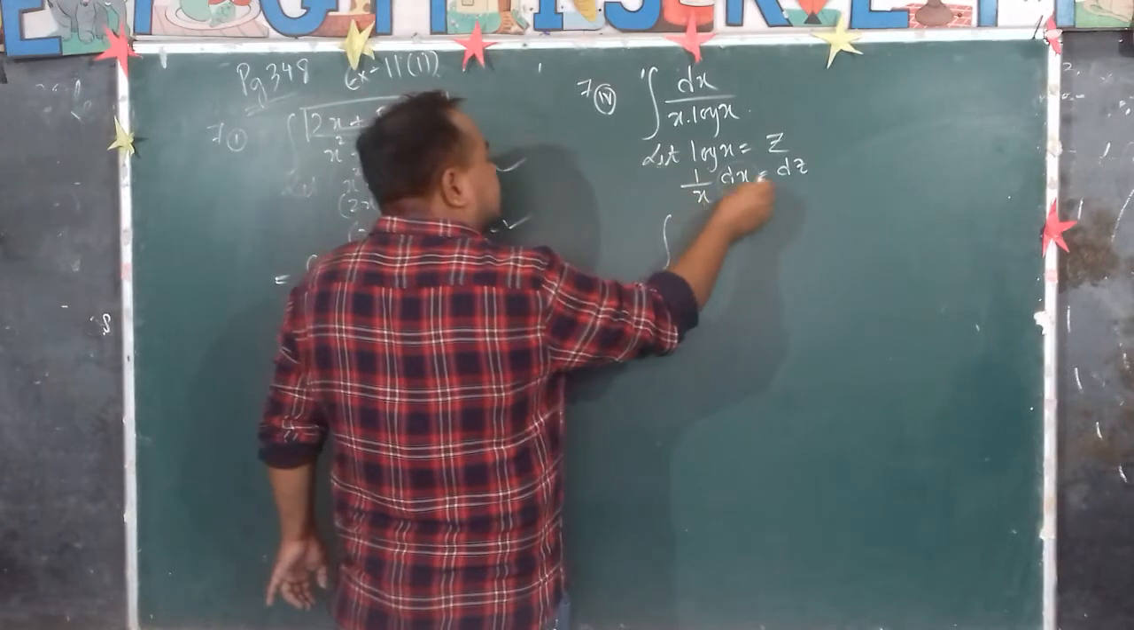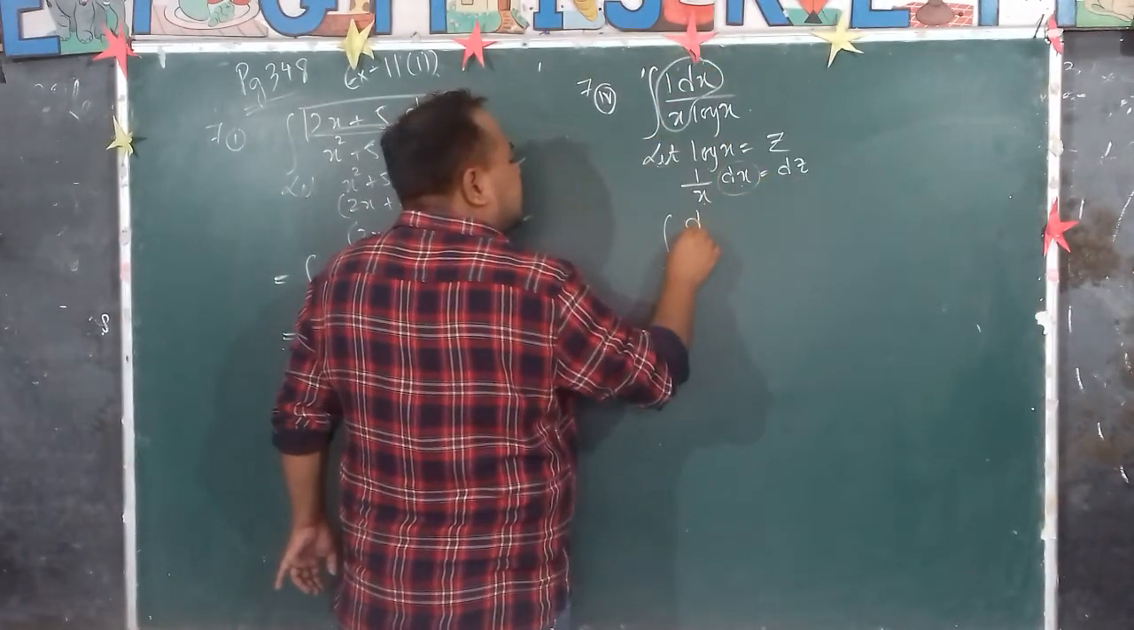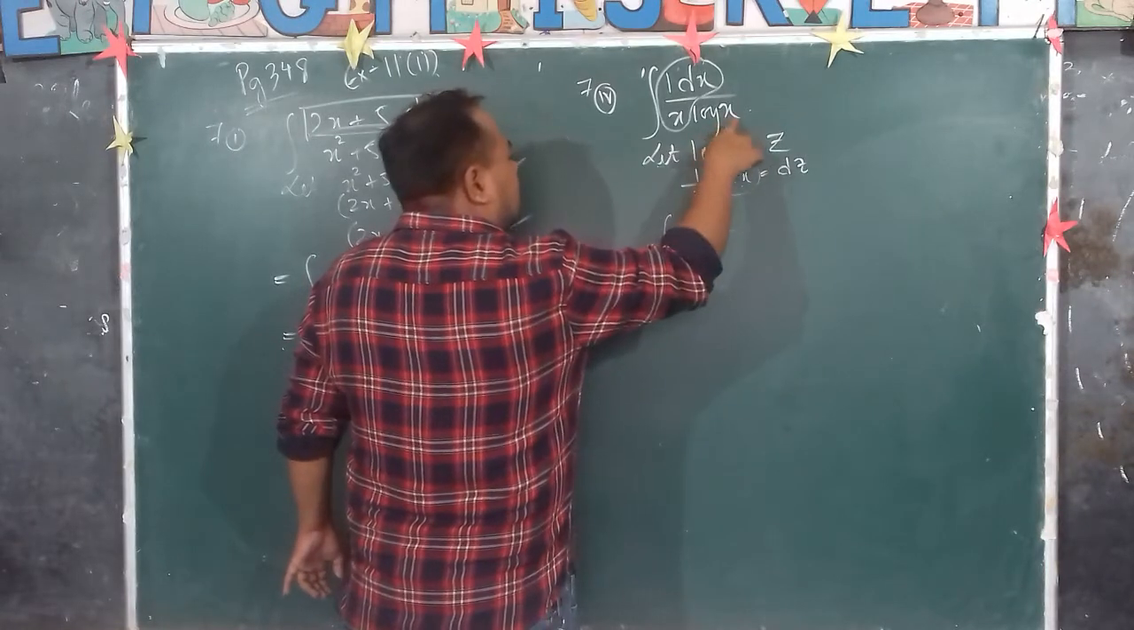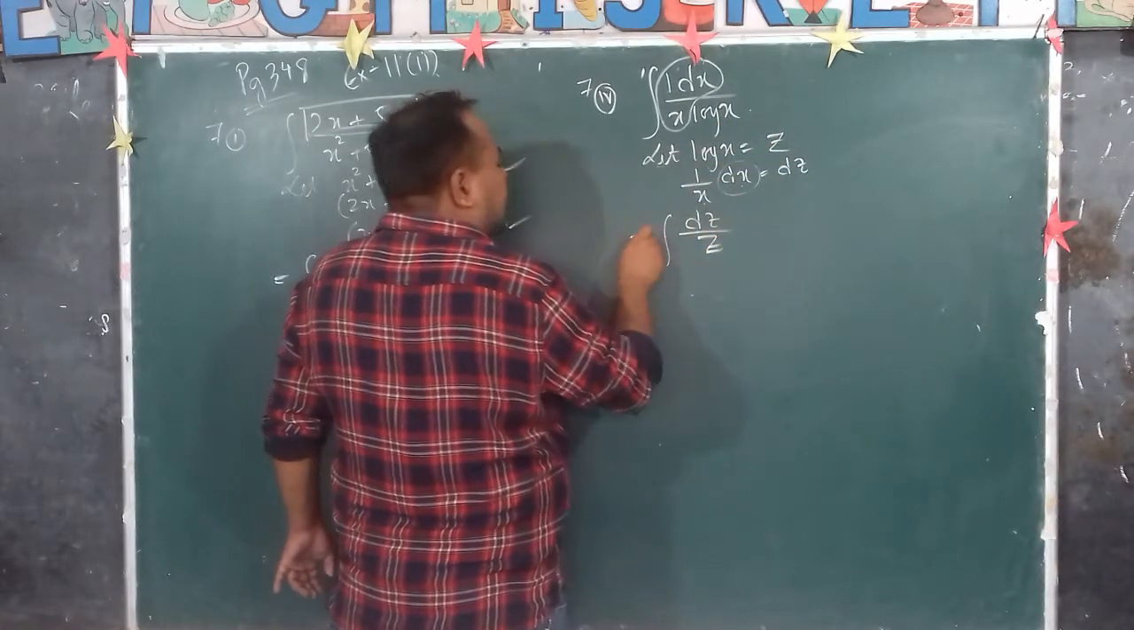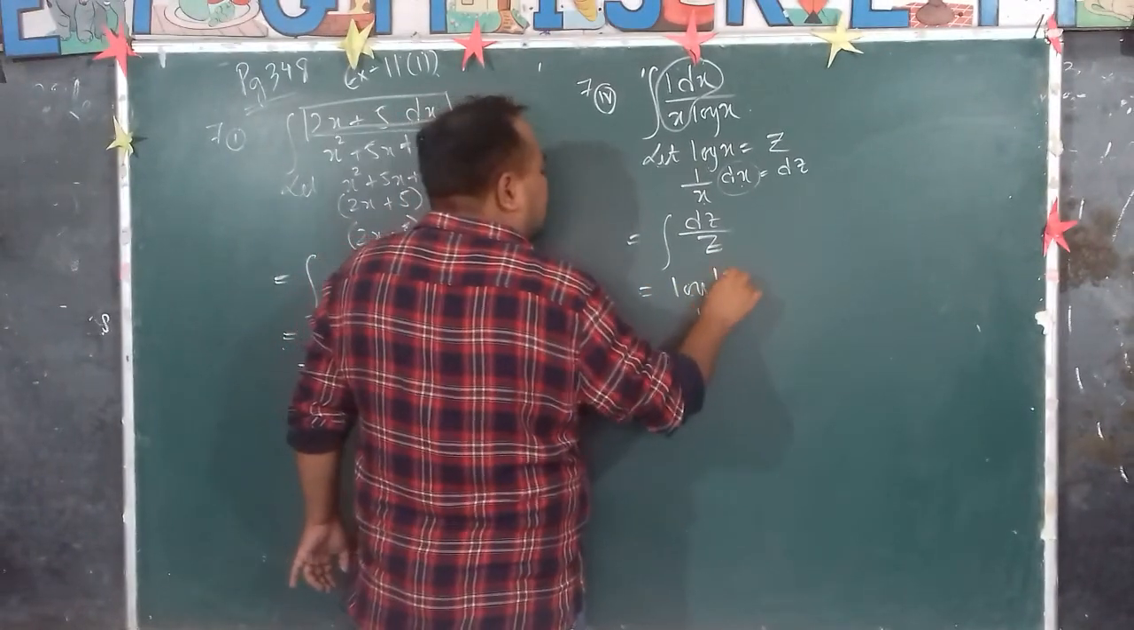Now look for 1 by x dx. Instead of this 1 by x dx, what can I write? Dz in the numerator, divided by log x which is left, and log x is z. Again, isn't this the standard form? So what is integration of 1 by z? It is log modulus z.